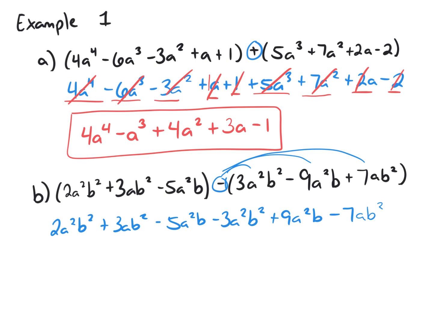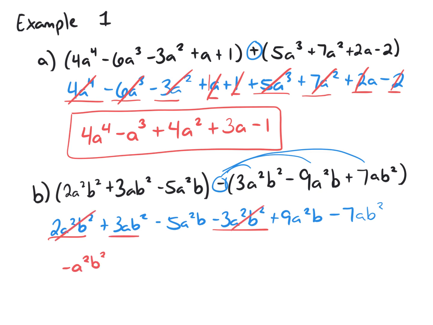Does standard form matter for this one? No. Why not? Because there are multiple different variables here to look at. So we're going to work left to right. What is a like term to 2a squared b squared? Negative 3a squared b squared. Yep, so that's going to give us negative 1a squared b squared.